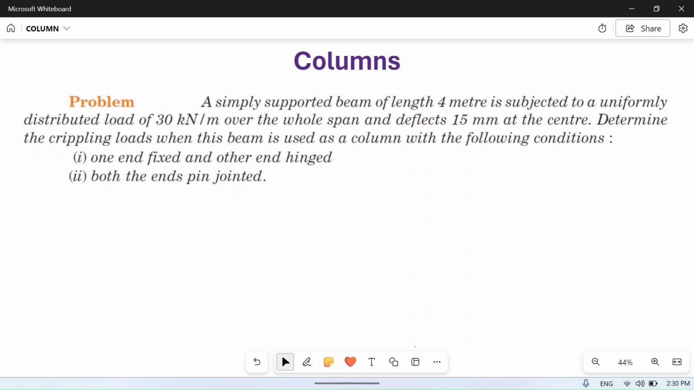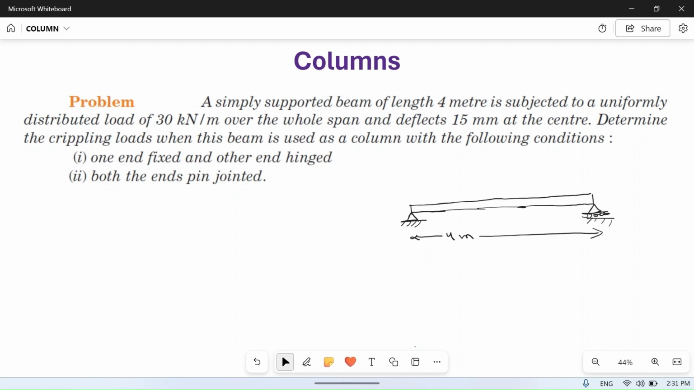Okay, so: a simply supported beam of length 4 meter. Let's note down a simply supported beam. What is a simply supported beam? A beam is like this, and one end is hinged or pin joint and one end is roller support. Okay, this is a simply supported beam, which has a length of 4 meter. So this is 4 meter.